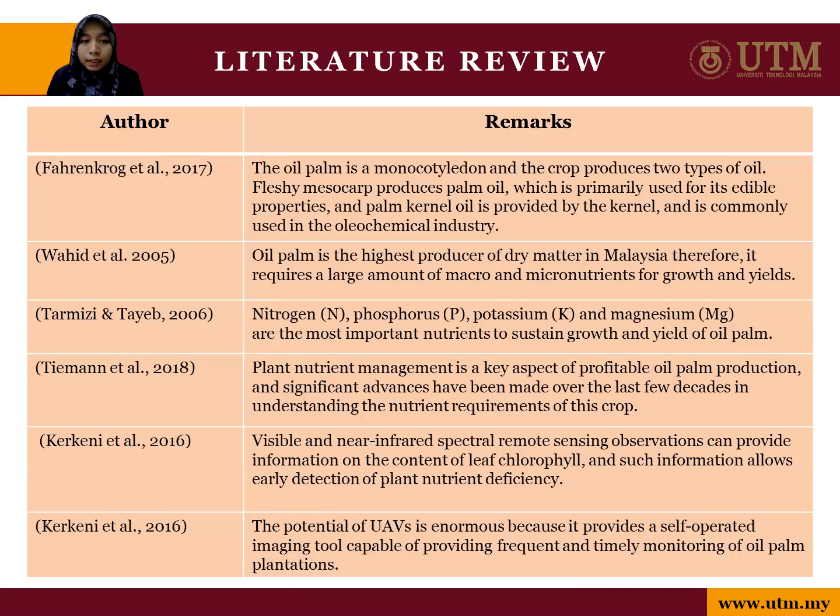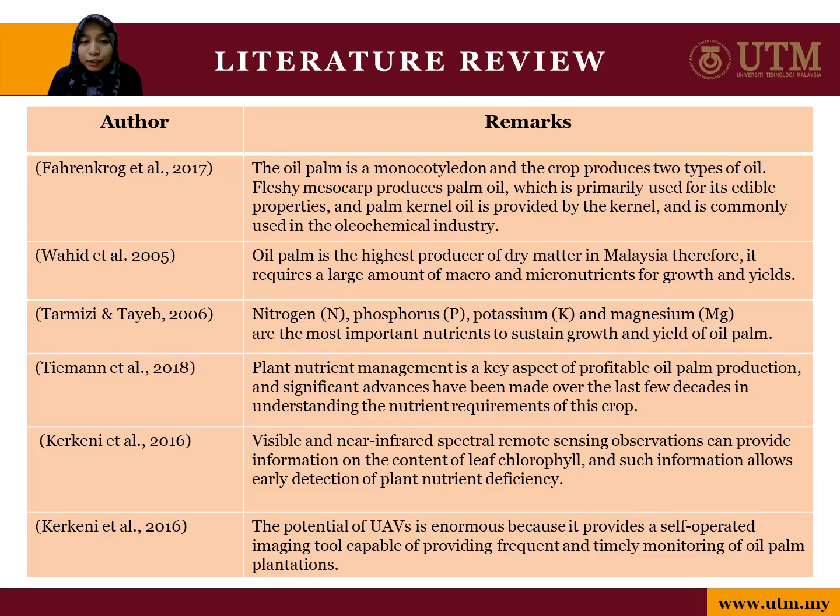So next is literature review. Based on the reading, I can know that the oil palm is monocotyledon and the crop produces 2 types of oil. Fleshy mesocarp produces palm oil, which is primarily used for its edible properties, and palm kernel oil is provided by the kernel and is commonly used in the oleochemical industry.